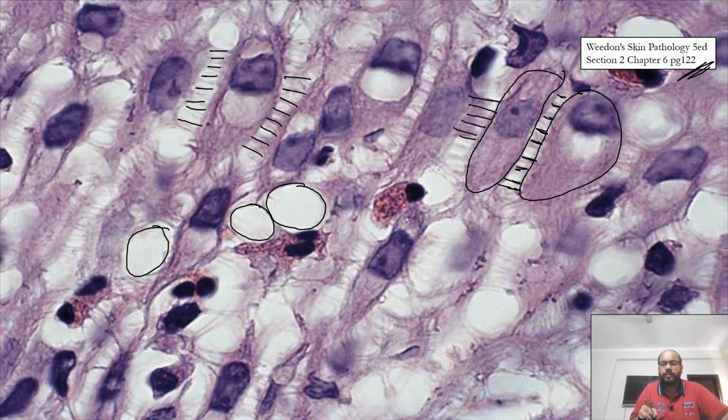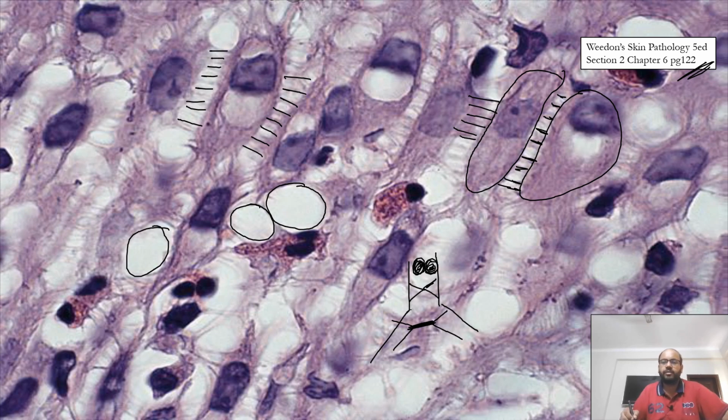And look at this beautiful image from Weedon's. It's on page 122. If you want, you can look at Weedon's fifth edition. Look at this spongiotic vesicle, or look at this good amount of spongiosis. Now, why is it empty? Because during processing, the fluid gets washed off and you only see the empty spaces. And these are the intercellular bridges. This is not just a normal keratinocyte, and it's attached to other keratinocytes via desmosomes. When it is stretched out, these bridges get elongated. So you can easily appreciate the elongation of intercellular bridges.